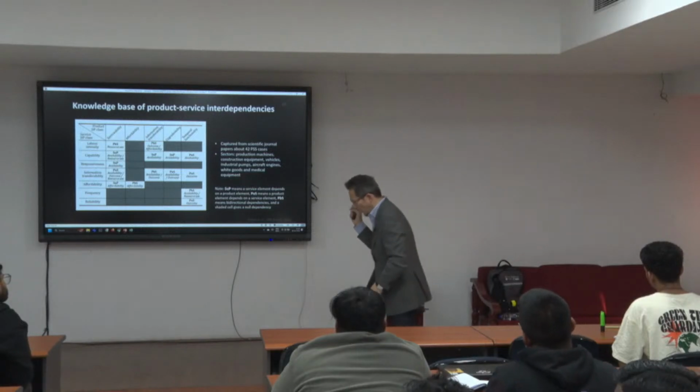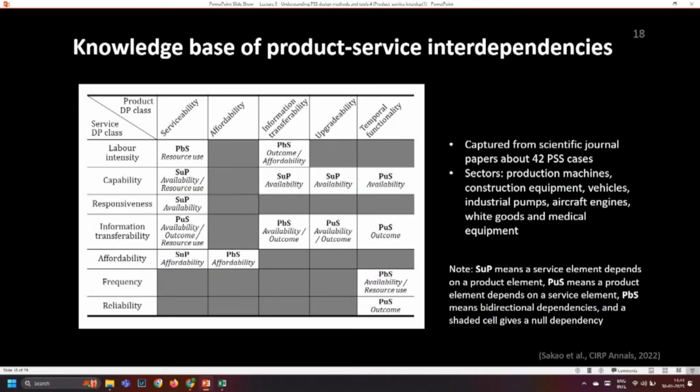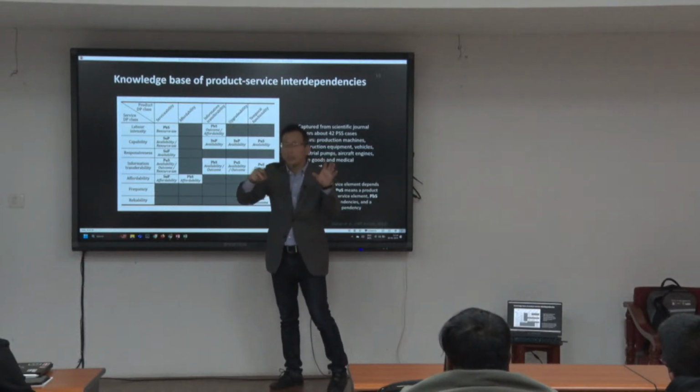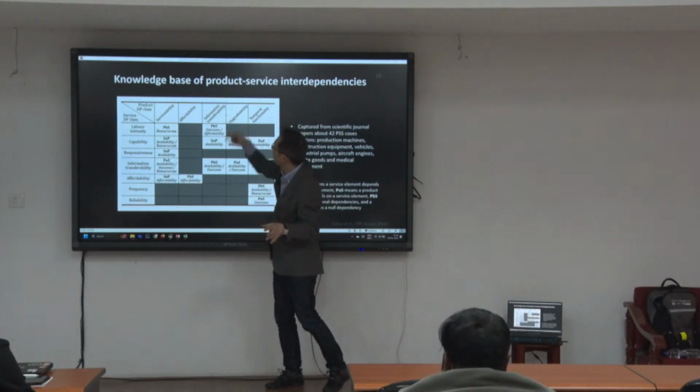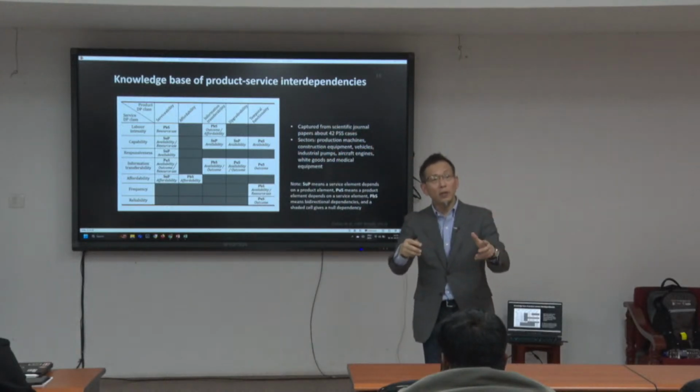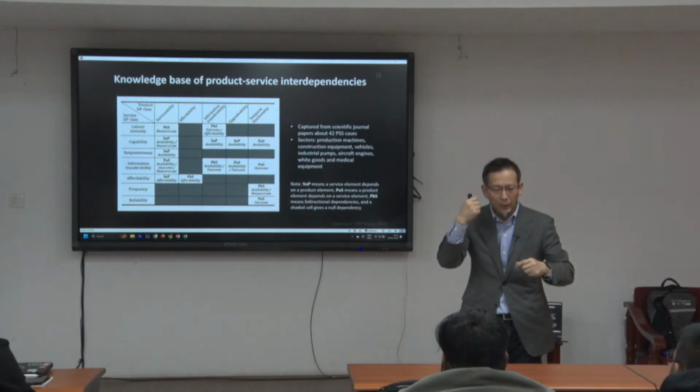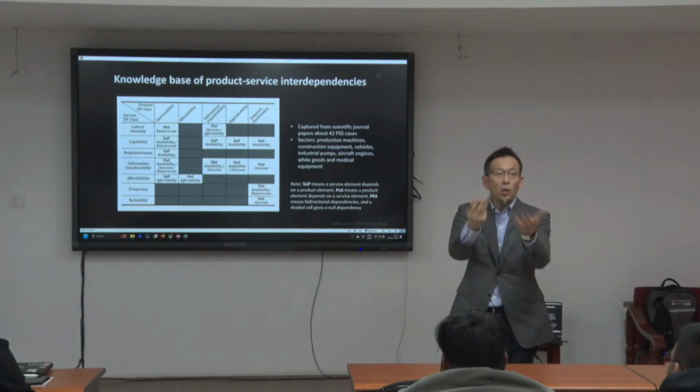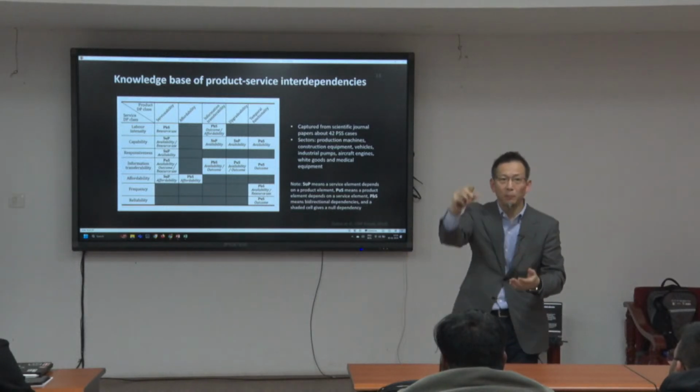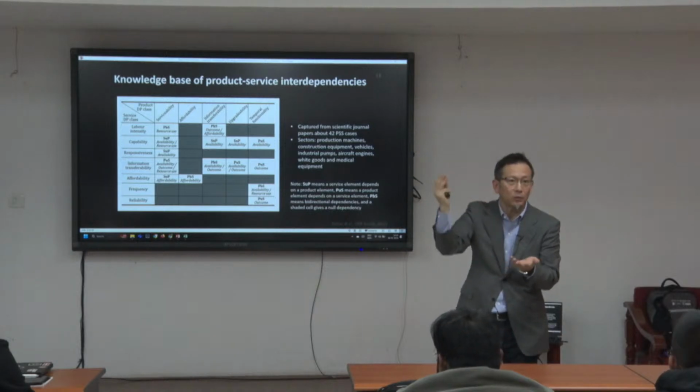So with this matrix, what unrealized service means is, let's say there is a PSS, and the product used in the PSS has an important feature that is information transferability. For example, the product was expected to show some information, product condition, for example, battery power left, or things like that.